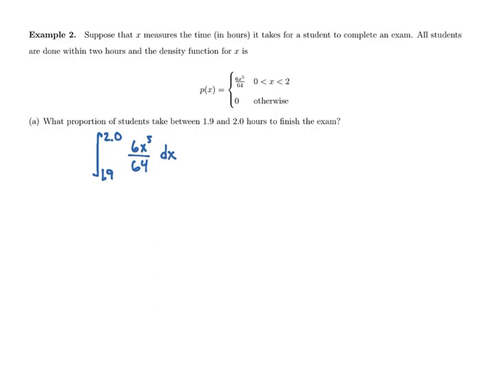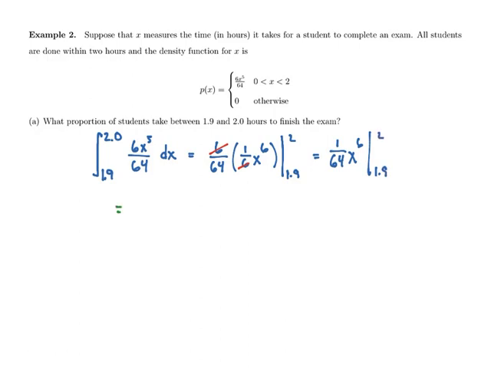So we need to take the antiderivative here. That's going to be 6x to the 5th, or we can do a 6/64th x to the 5th, times a 1/6 x to the 6th, that's x to the 5th, the antiderivative. And note that the 6's cancel out. Evaluated from 1.9 to 2. So rewriting, this is going to be 1/64th x to the 6th from 1.9 to 2.